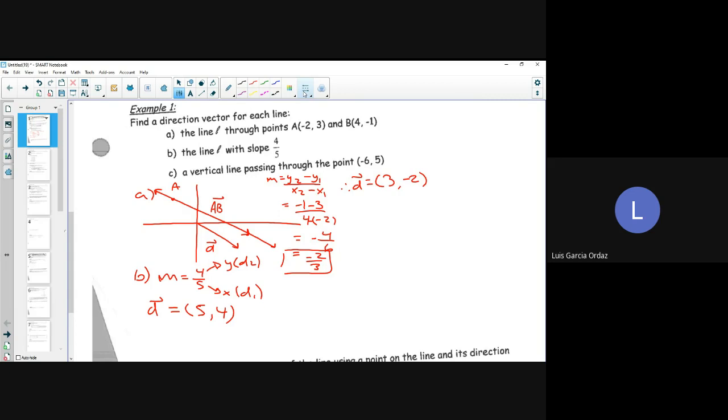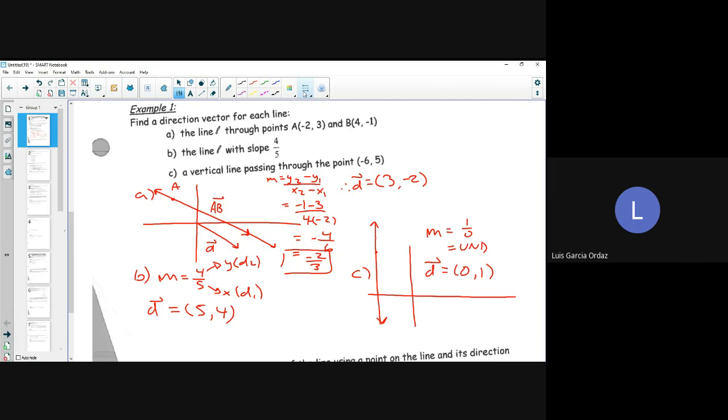And then we have C, a vertical line that passes through the point 6 and -5. So we have -6 and 5, which is over here, and I have a vertical line. So the slope of this line is going to be M is equal to 1 over 0, which gives me undefined. Therefore, my direction vector is just going to be 0, 1.